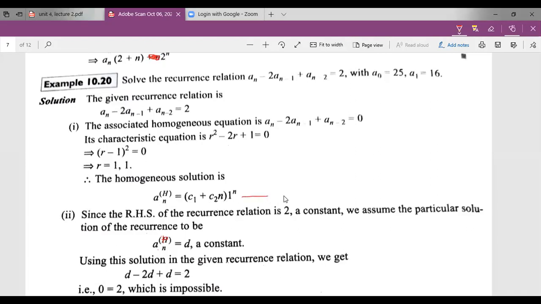Let it be equation 1. So next we have to find the particular solution.